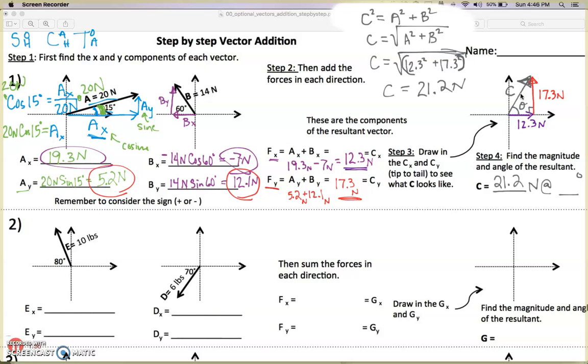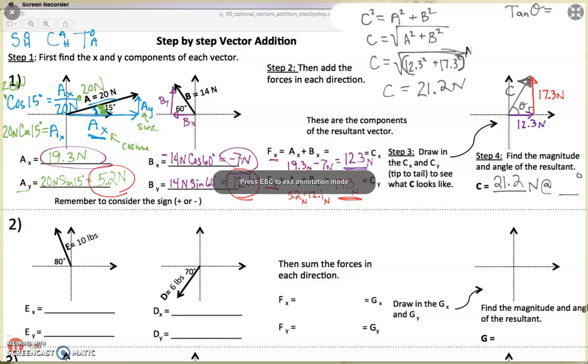But I want to know more than just the magnitude. I also want to know the angle. And so we could actually find that in a whole variety of ways. But the way that will allow us to find it without having to use C would actually be to use tangent. So I know that the tangent of the angle is going to equal the opposite side, TOA. Look back at where I wrote SOHCAHTOA before. So the opposite side, that'll be 17.3 newtons divided by the adjacent side, 12.3 newtons.